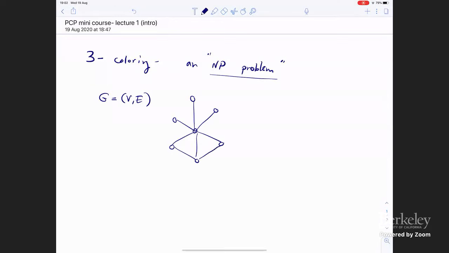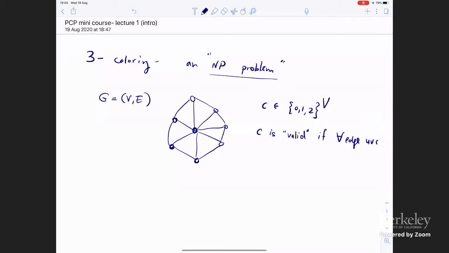Maybe these are the edges. This is a graph, and a three coloring is just a coloring of the vertices in three colors. So a three coloring is some string C in {0, 1, 2}, these are the colors, raised to the power of V. So every vertex receives a color. And the coloring is considered to be a legal coloring if C is valid, if for every edge UV, C of U is different from C of V. So every edge sees two distinct colors.